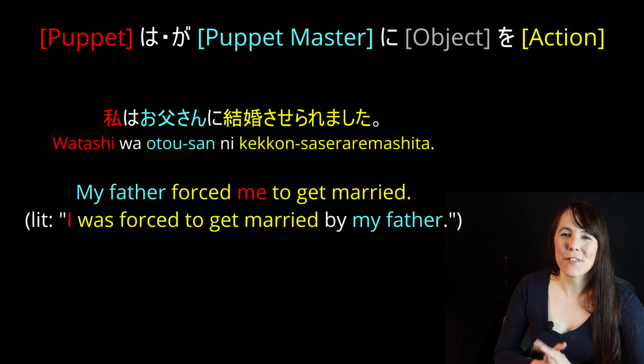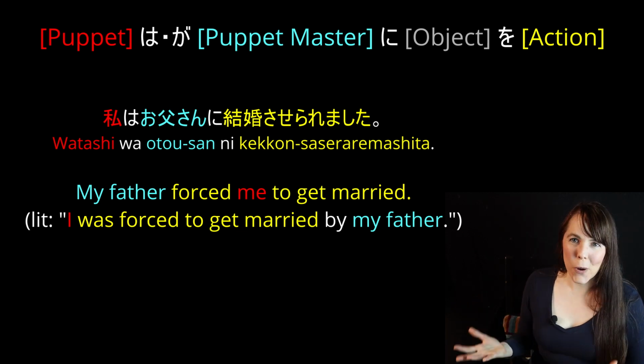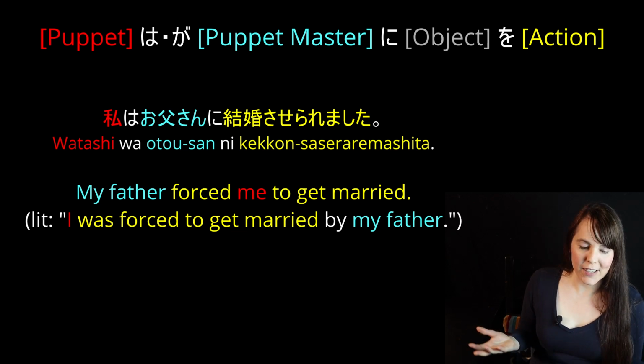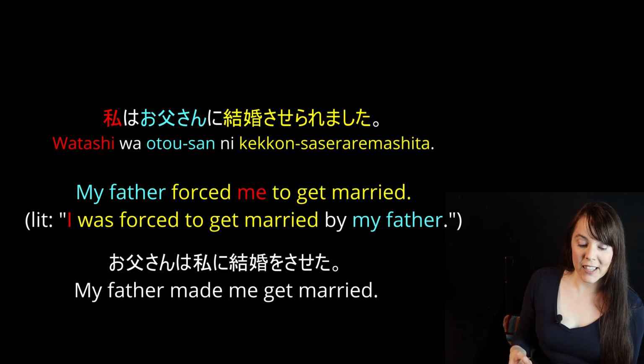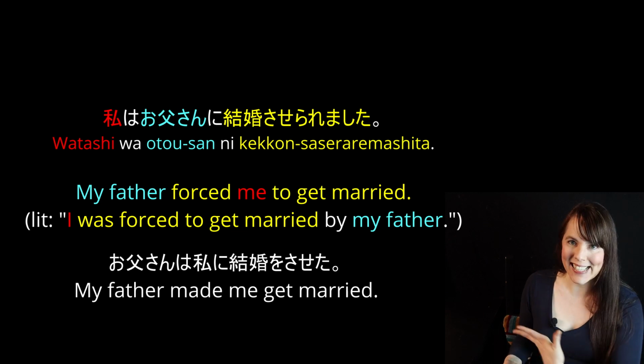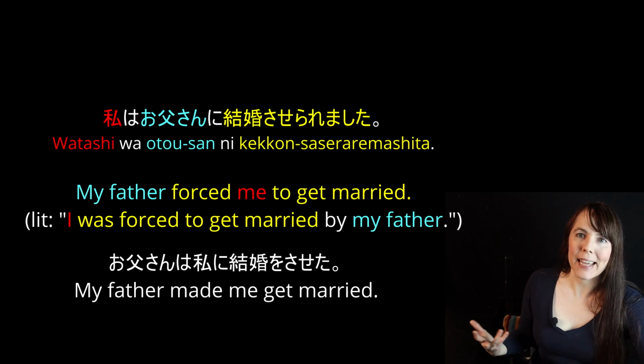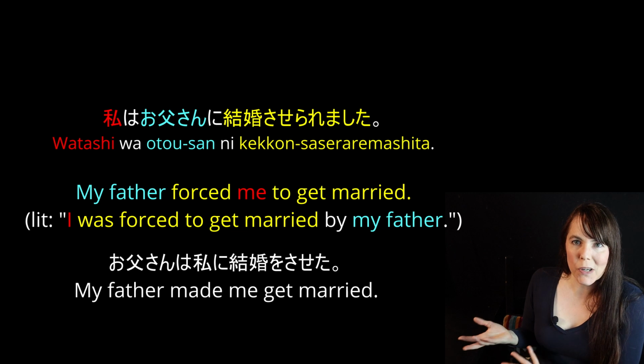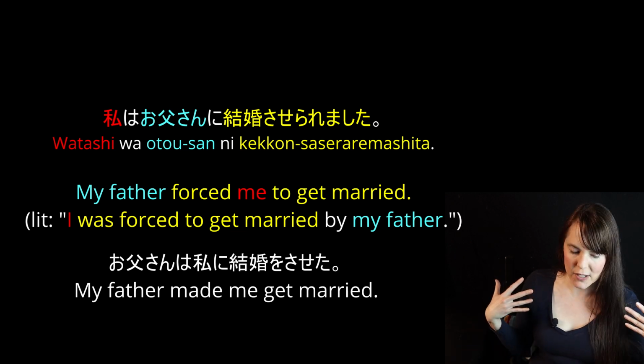Now, you may be thinking to yourself, that is a very roundabout and annoying way of just saying what you could say in Japanese, お父さんは私に結婚をさせた. My father made me get married, basically. That's a more simple way of saying this in Japanese for us, right?